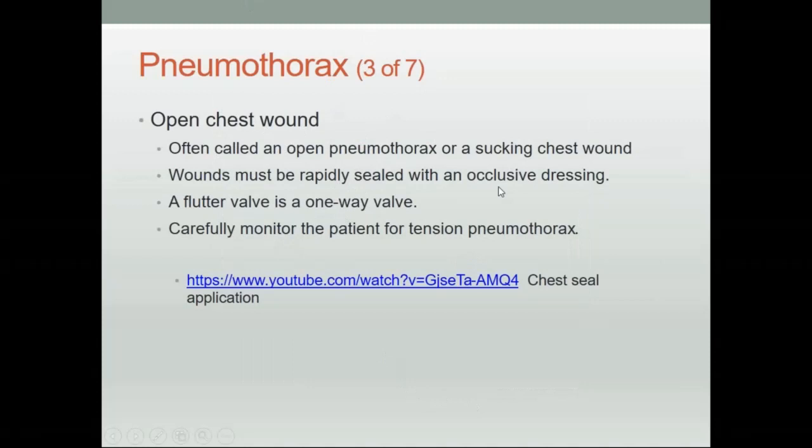And then I've talked about the open chest wound several times now, that open pneumothorax or sucking chest wound. Right off the bat, when we find it, we're going to throw that gloved hand over it, right? Then we're going to get the occlusive dressing on it.